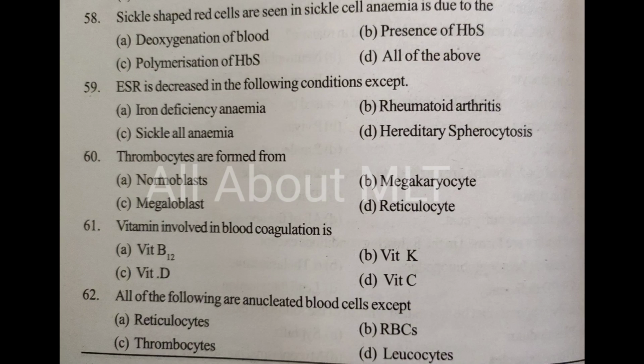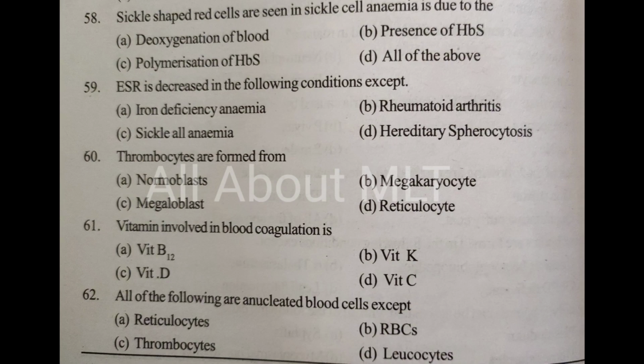ESR is decreased in the following conditions except: option A, iron deficiency anemia; option B, rheumatoid arthritis; option C, sickle cell anemia; option D, hereditary spherocytosis. And the answer is option B, rheumatoid arthritis.